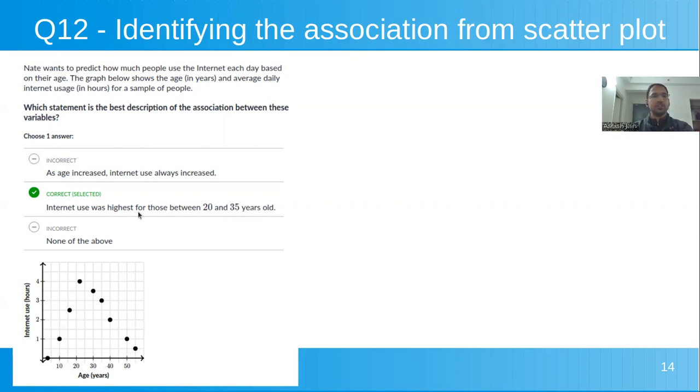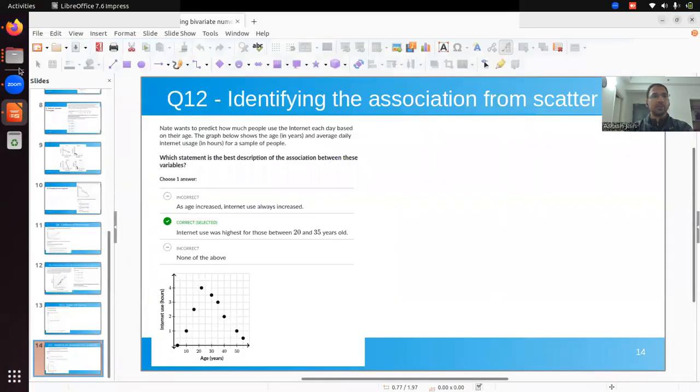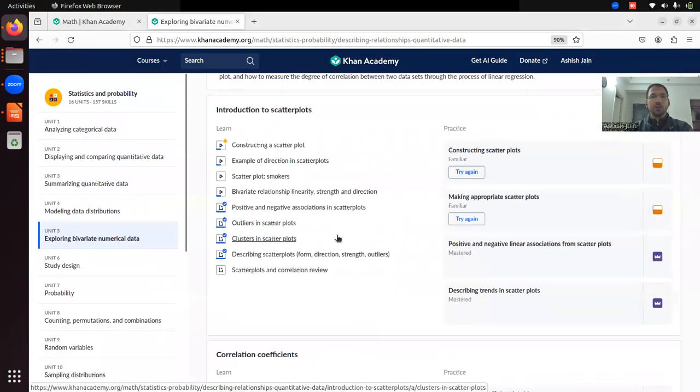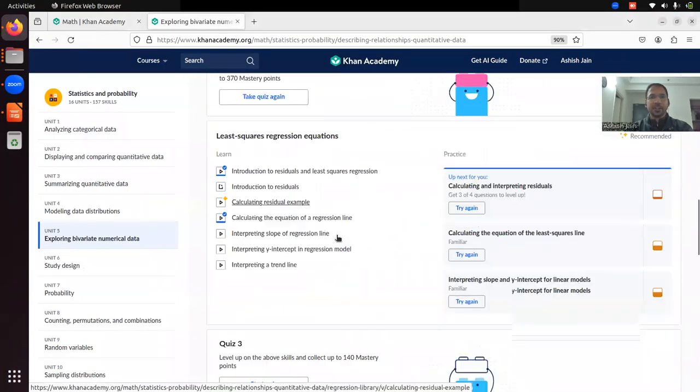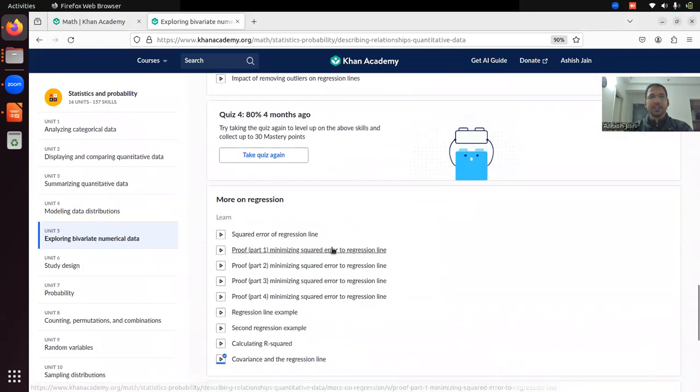As you can see, once you answer on the Khan Academy platform, you will be able to see whether you have attempted it correctly or incorrectly. If you attempted incorrectly, the platform gives you a hint to correct your mistakes.